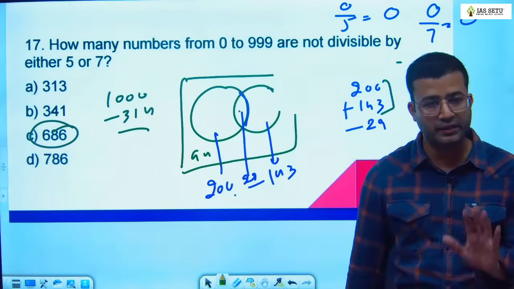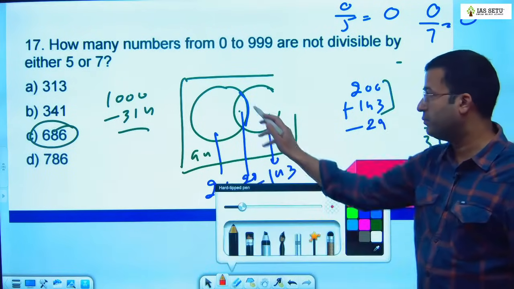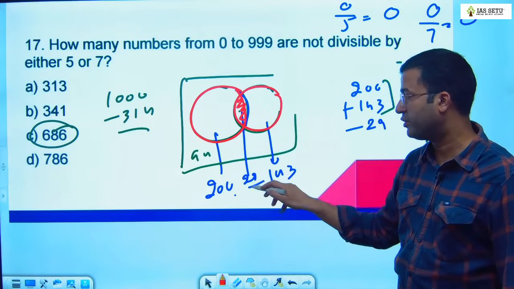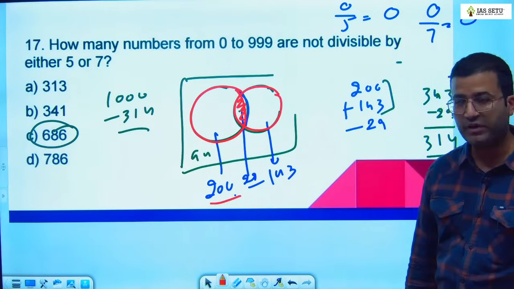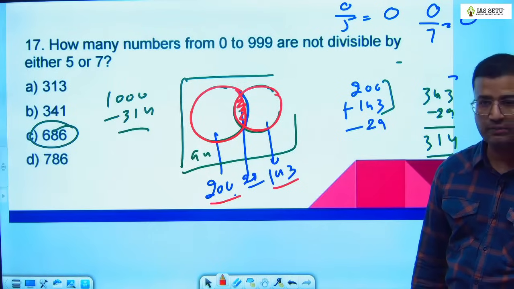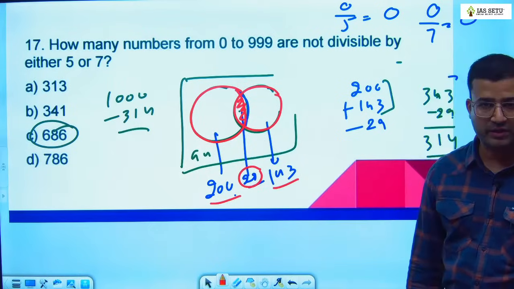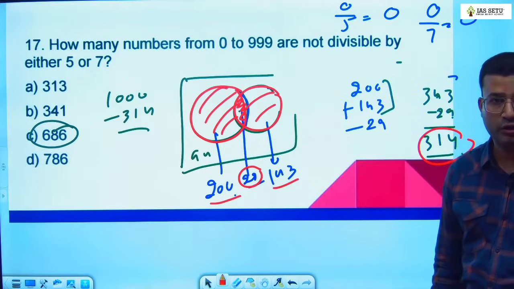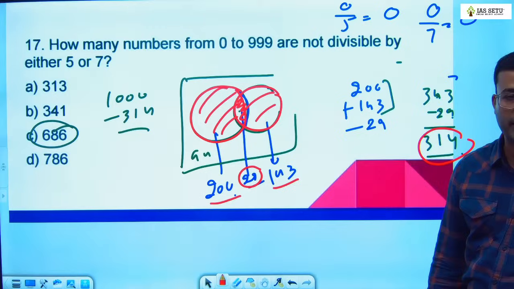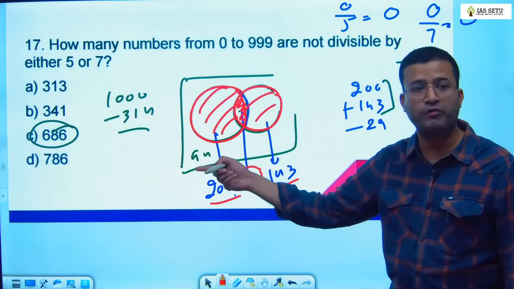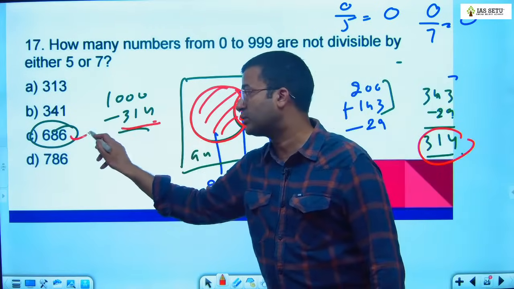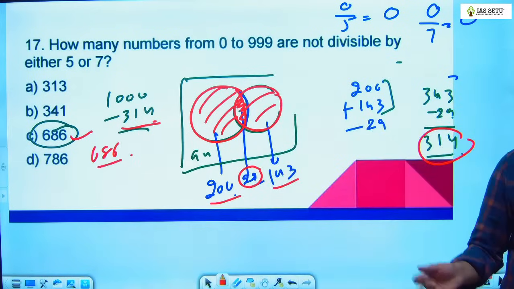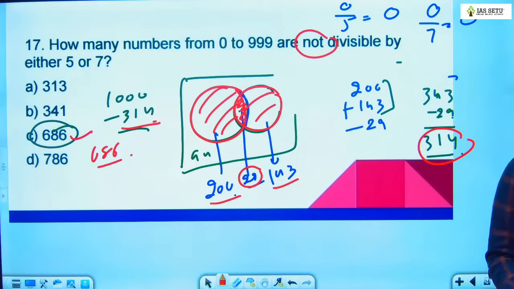I repeat, these are divisible by 5, these are divisible by 7, this is overlapping divisible by 35, 200 numbers are divisible by 5, 143 numbers are divisible by 7, 29 are divisible by 35. If you take this total, it is coming 314, which are divisible by either 5 or 7. This is group 4 out of 1000. 1000 में से ये माइनस कर दो, you get 686, which are not divisible. क्वेश्चन है not divisible by either 5 or 7.